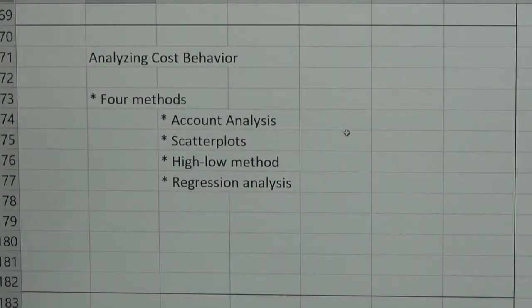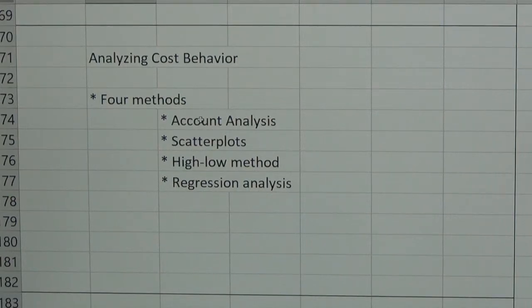Let's go ahead and start with analyzing cost behavior. When we're talking about analyzing cost behavior, we're talking about how we actually use the numbers that we've looked at before and use them for projections. There are 4 different methods that we like to use.